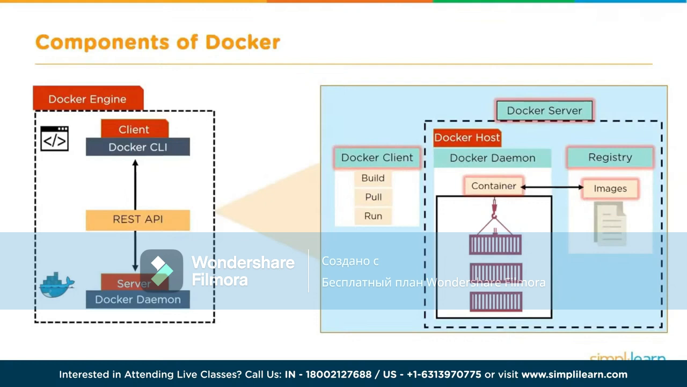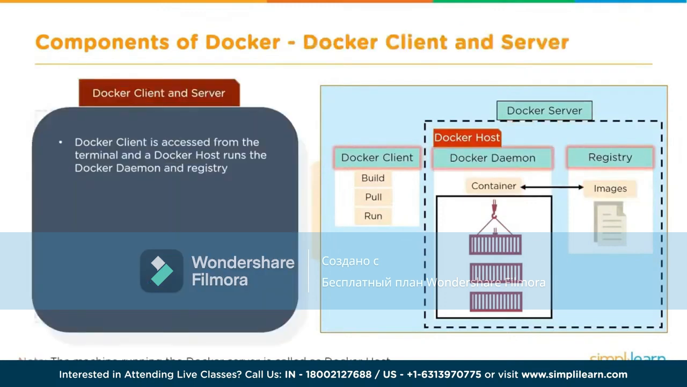Now, if we start digging into that REST API, particularly the relationship with the Docker daemon on the server, we actually have other elements that form the different components of the Docker ecosystem. So the Docker client is accessed from your terminal window. If you are using Windows, it's going to be PowerShell. On Mac, it's going to be your terminal window. And it allows you to run the Docker daemon and the registry service.